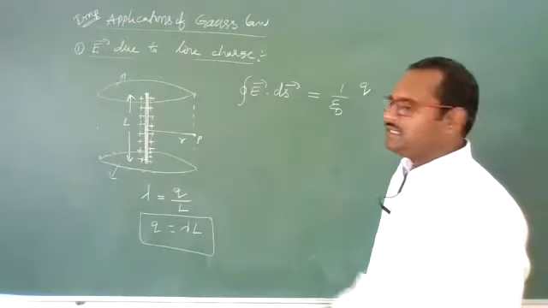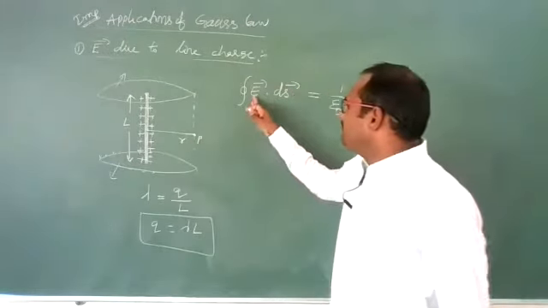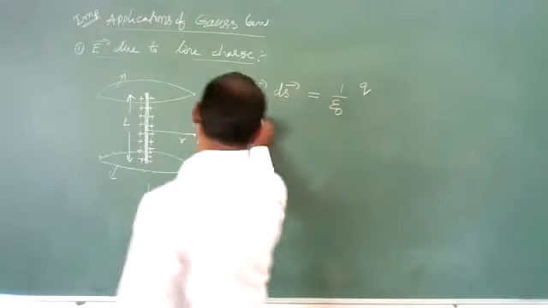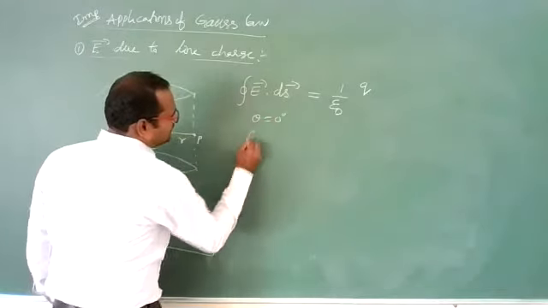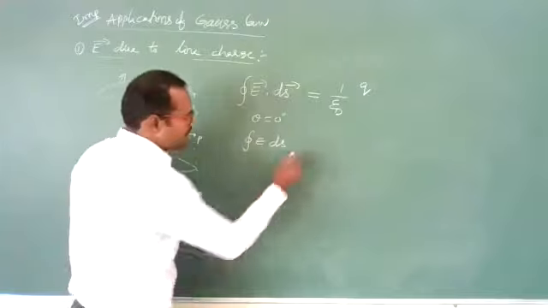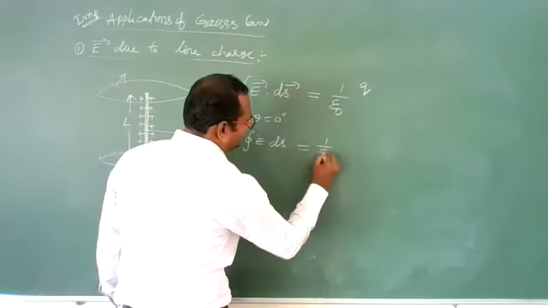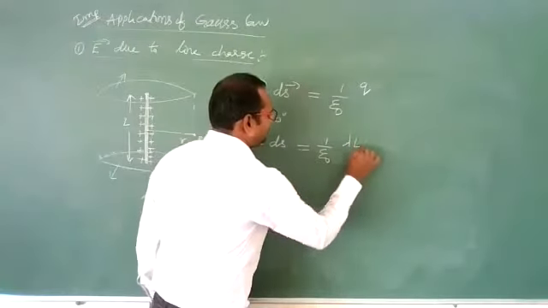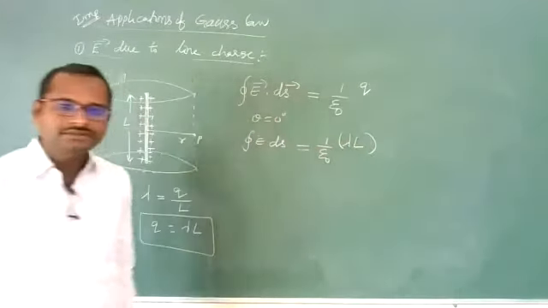As the electric field and area vector are parallel to each other, the dot product can be removed; when theta is equal to 0, this can be written as the integral of E into dS. The dot product is removed. This is equal to 1 by epsilon naught times Q, which is lambda into L. I'll write lambda into L.